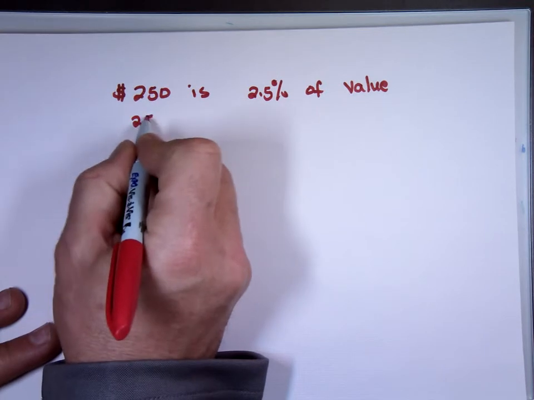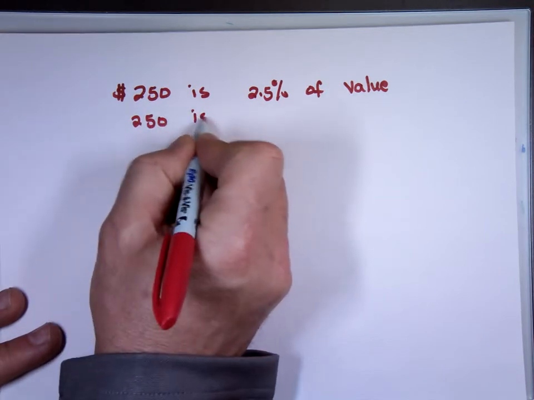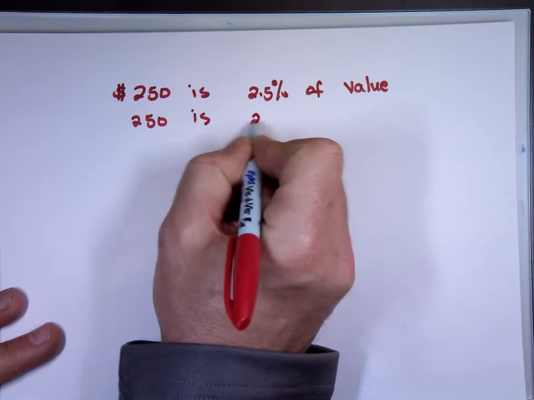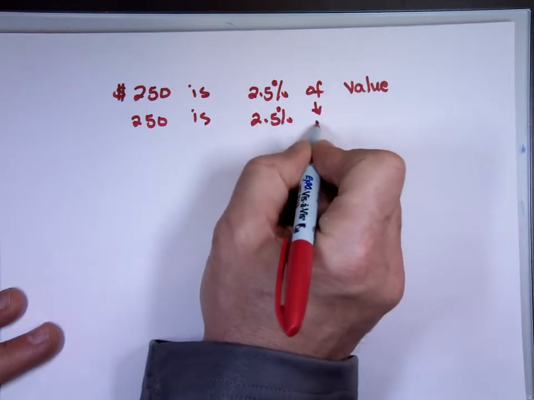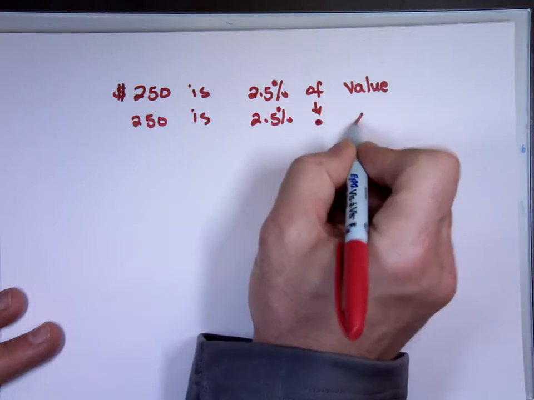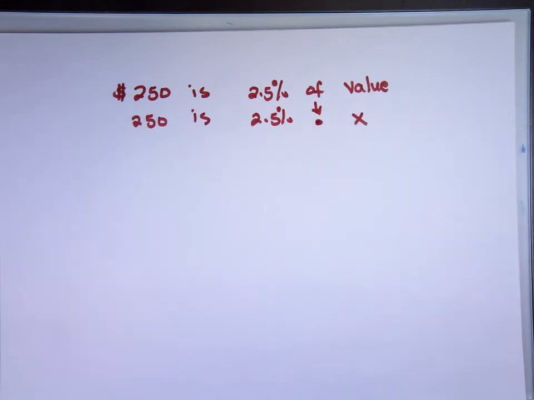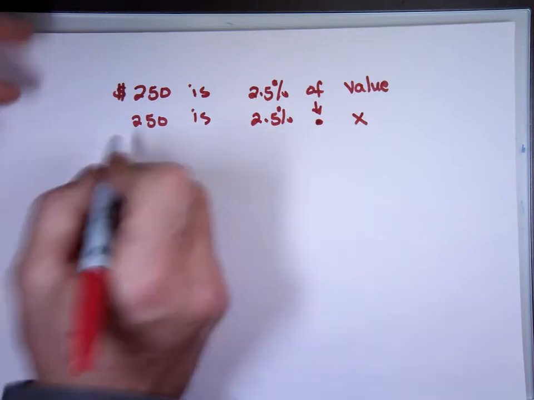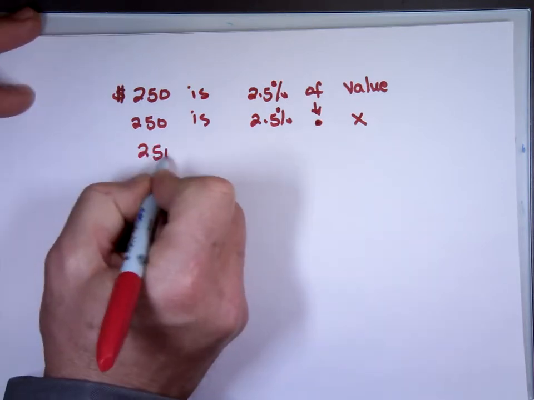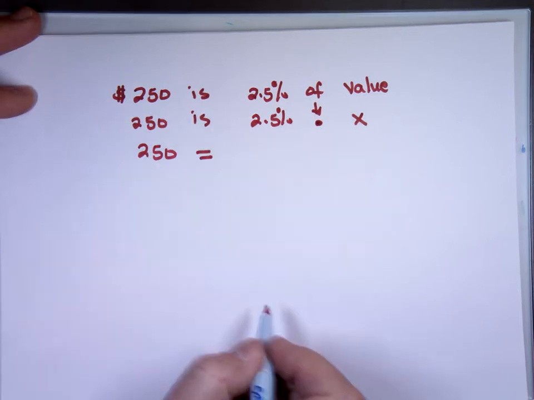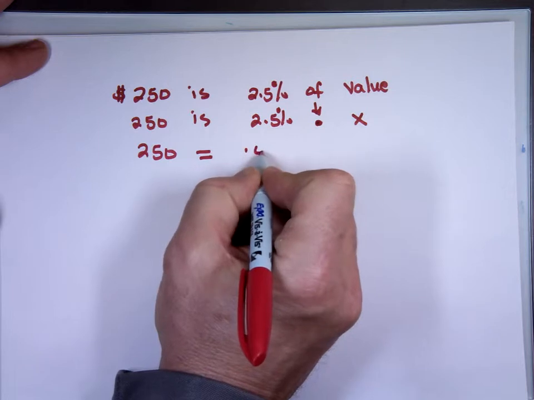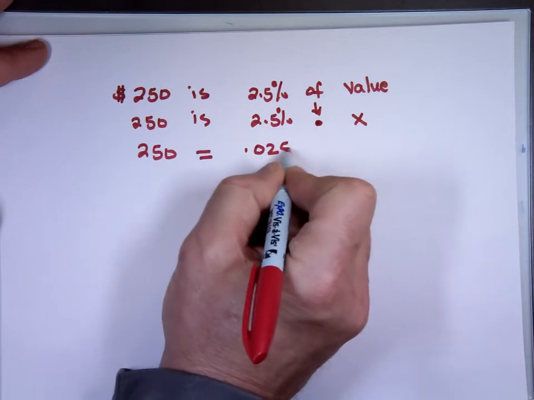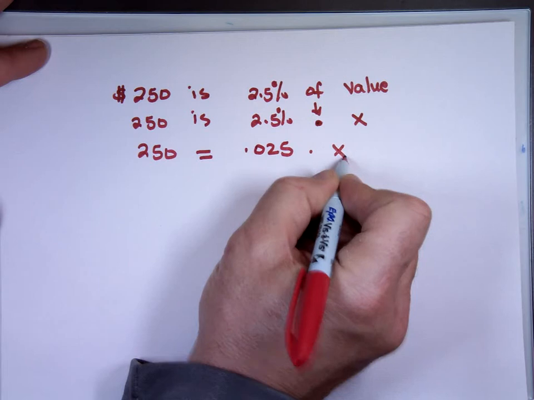So if your excise tax is $250, can you figure out the value of your car? Well, let's see. 250 is 2.5% of. Of means what? Multiply. And this is the value of the car, which is unknown. $250 is equal. I forgot to write equal for is. You're going to move the decimal point 2 places. 0.025 times x.